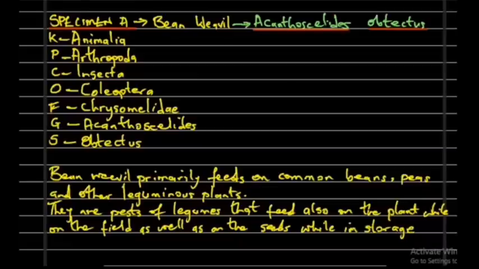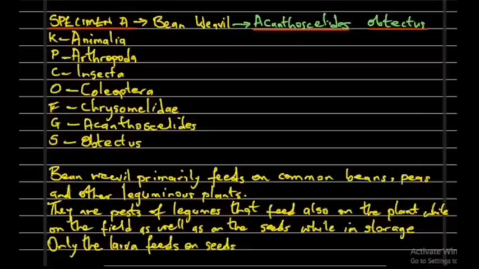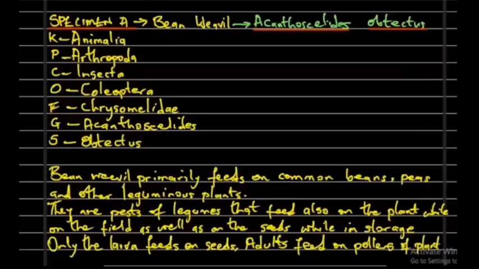But it should be noted that it's only the larva that actually feeds on the seeds. It is the adults now that feed on the plants. They feed on the pollens. Adults feed on the pollens of the plants on the field.